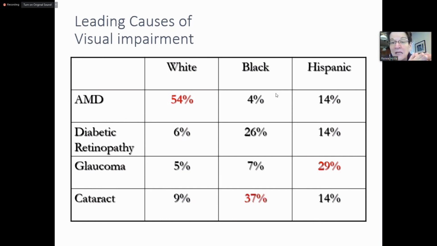That doesn't mean it doesn't occur in other cultures or races, but 54% of visual impairment in your Caucasian population is because of AMD. When you look at your Black or African American population, cataracts and diabetic retinopathy are the top two that we see. In our Hispanic population, we're more likely to see glaucoma as a cause of visual impairment.